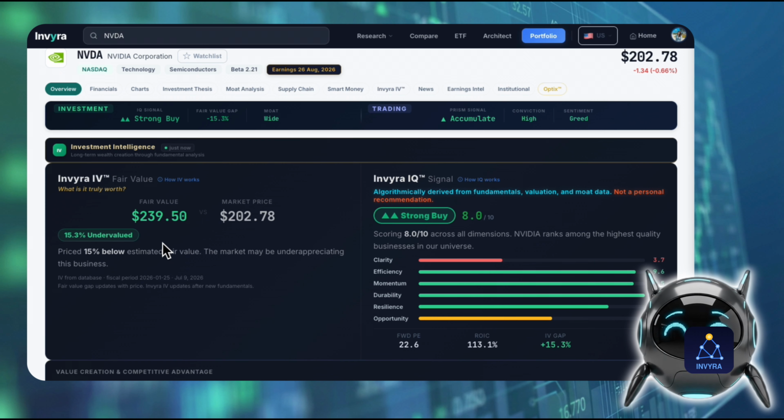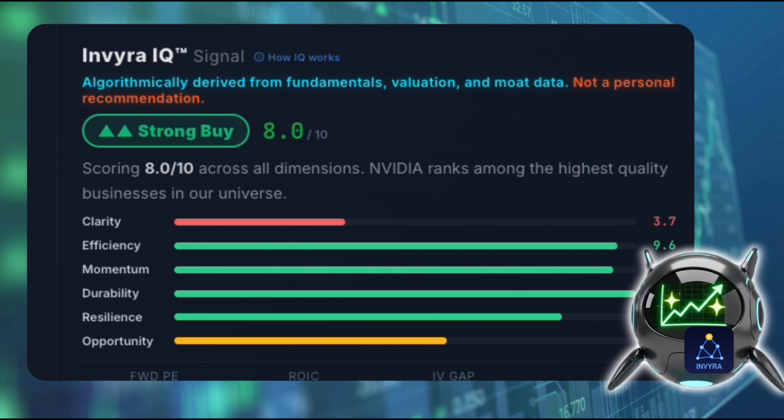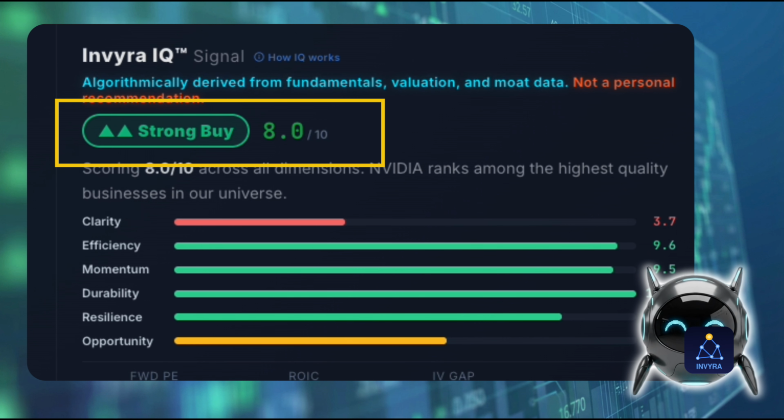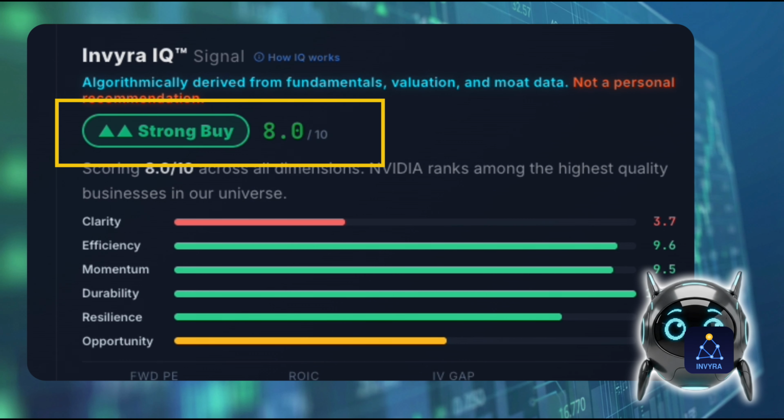The IQ score weighs valuation, business quality, growth, and financial health into one composite signal. NVIDIA scores 8.0 out of 10. Invyra's composite signal reads strong buy. That's an algorithmically derived label, not a personal recommendation.